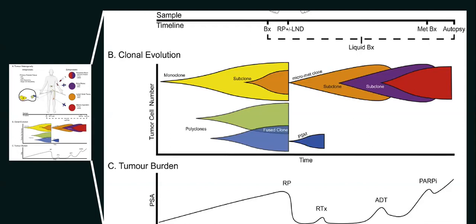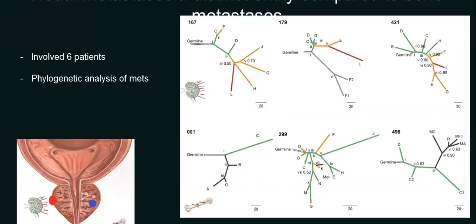And then we also have to remember the idea of a positive surgical margin, which might also end up having a metastatic aspect to it. This was an interesting study. It's a small study. It had only 6 patients, but they were basically looking at the phylogenetic analysis of metastasis. And what they found was quite intriguing.